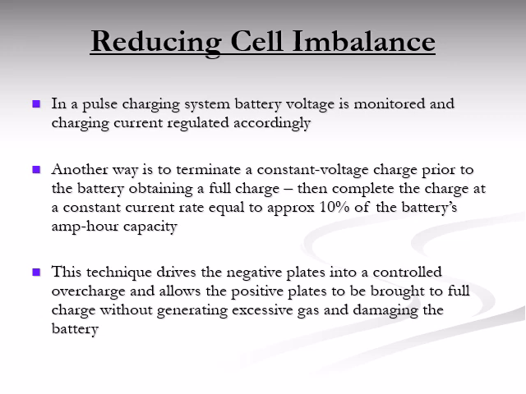To balance charge between cells, charge partially with constant voltage, then finish with a constant current to prevent excessive gassing and ensure full charge.